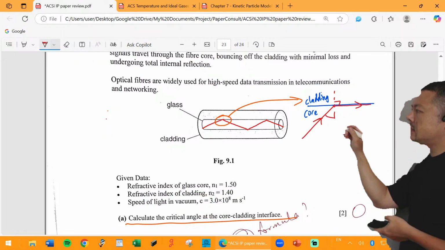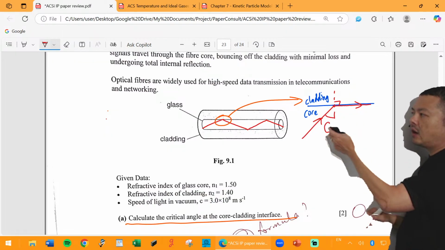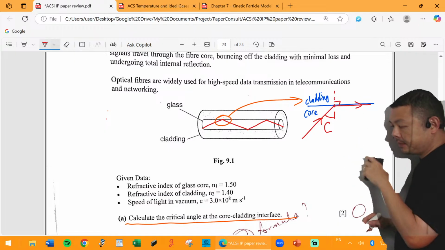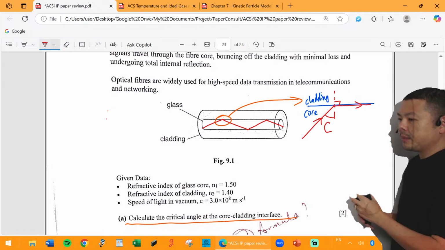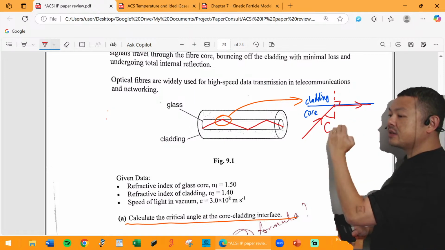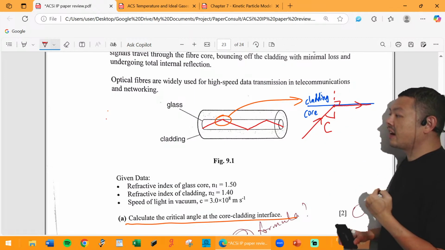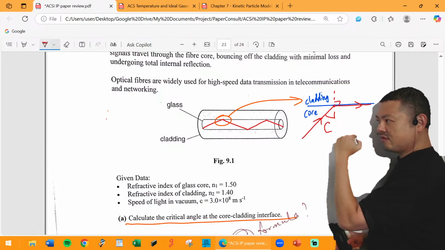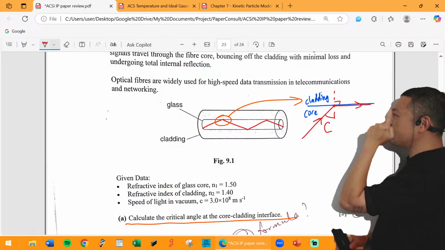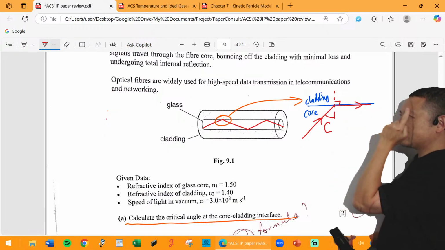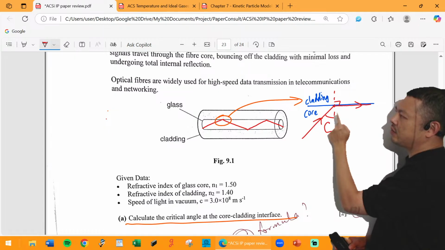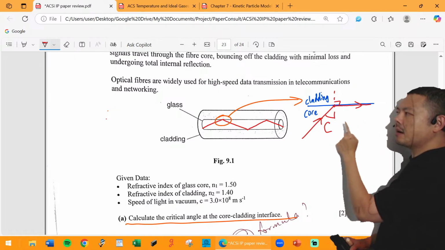When that happens, this is your critical angle of the core-cladding boundary. Okay, I'll tell you this, this is on me. I really regret skipping this one, because I remember vividly now that I was thinking maybe I should teach you all how to find the critical angle of core-cladding. But maybe I did.